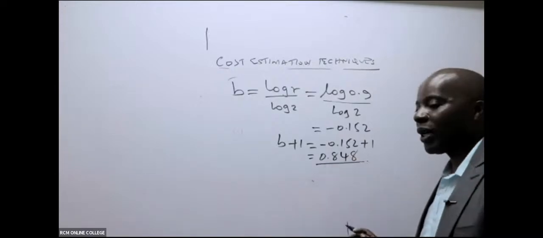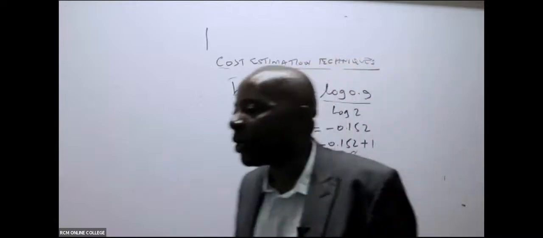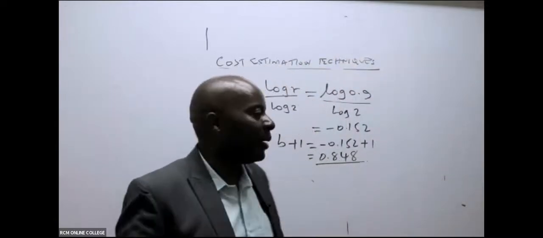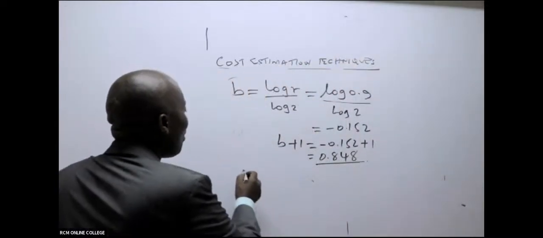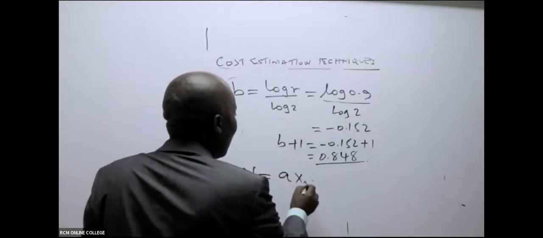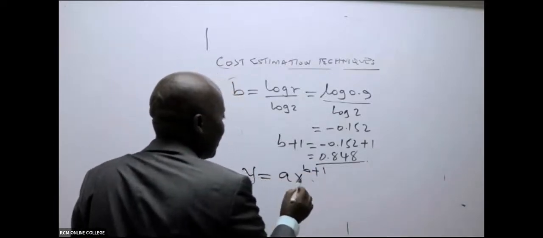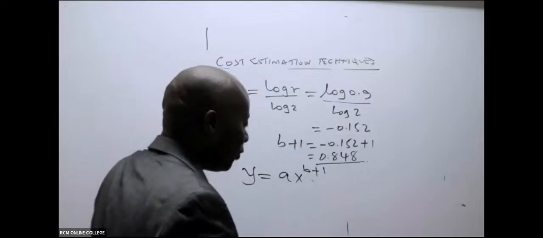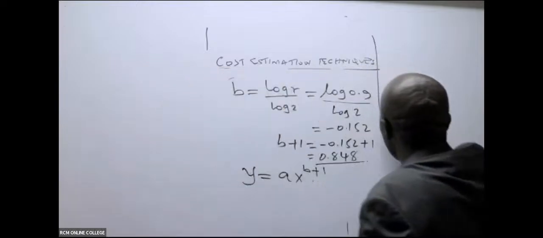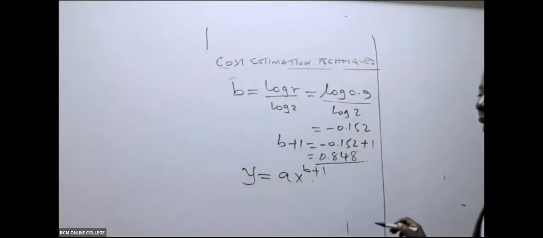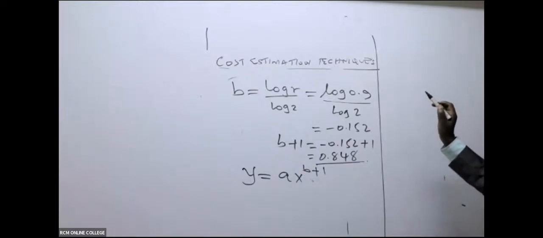That's B plus 1. And I will never forget the equation, because the examiner gives a mark for the equation. So our y equals ax raised to the power b plus 1. That is the general form. I must also learn how to organize my work on the board very well.